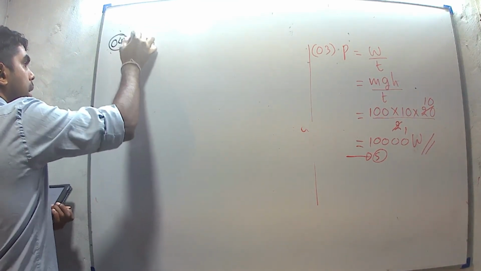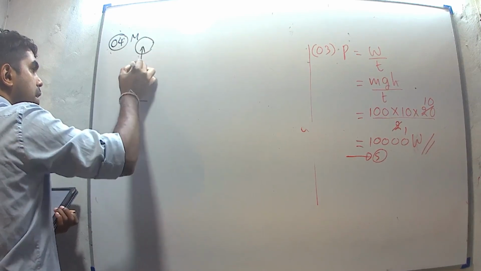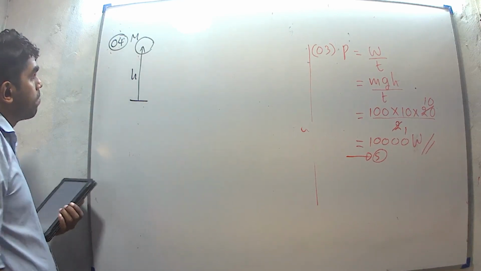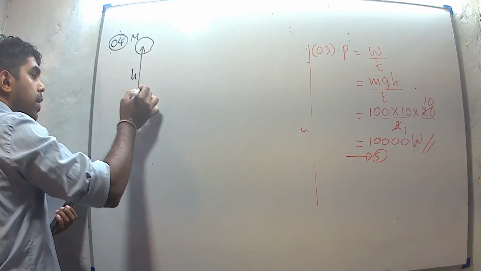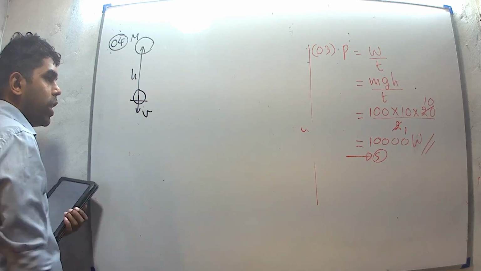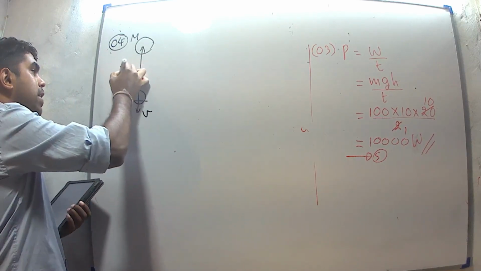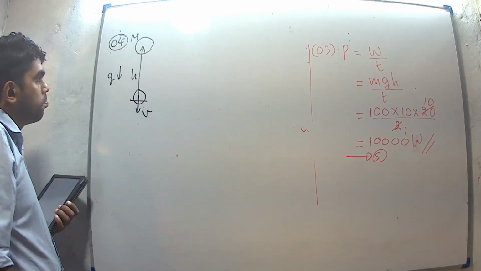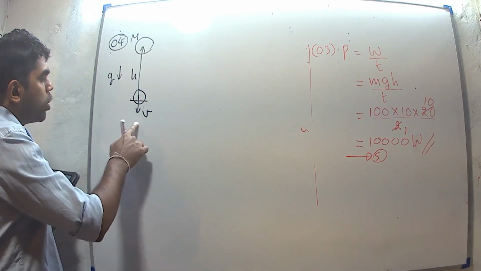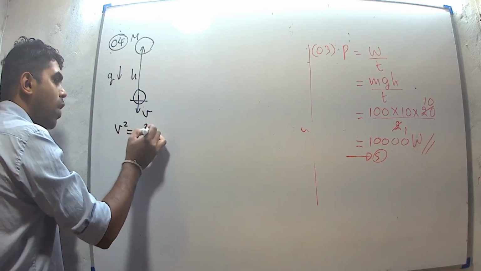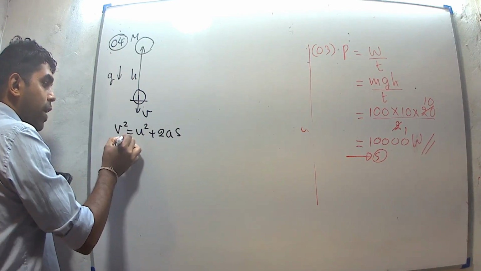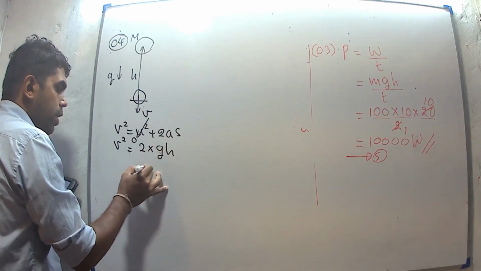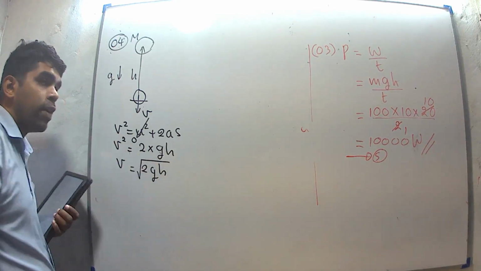Then I will consider mass m and its height is simply h. I will consider the speed of the object when it hits the ground, the final velocity. We know that it is under gravity, therefore acceleration is g. Then we can get the final velocity by using an equation. We can use v squared equals u squared plus 2a d. We have to find the final velocity. Initial velocity is 0, 2 times acceleration g times h. Then root 2gh is the final velocity.